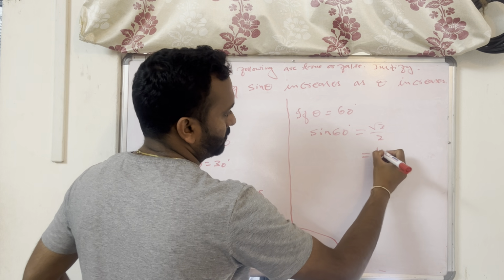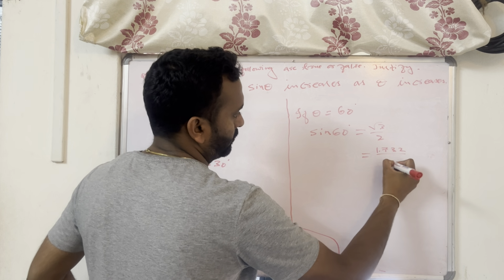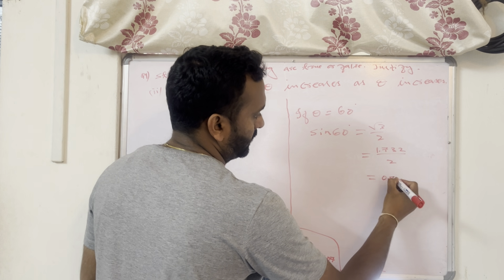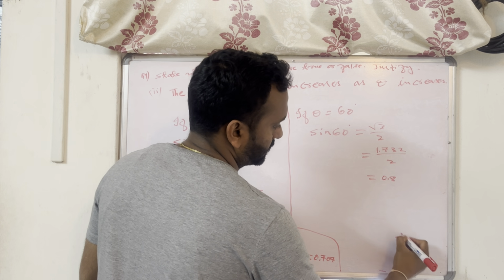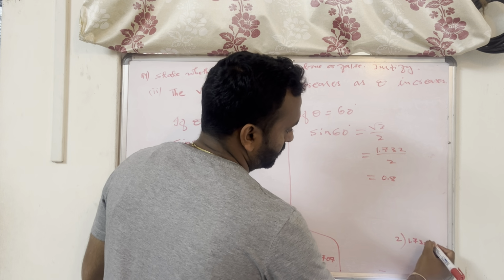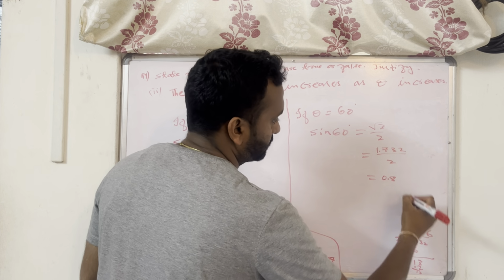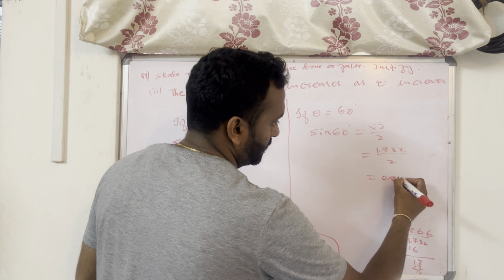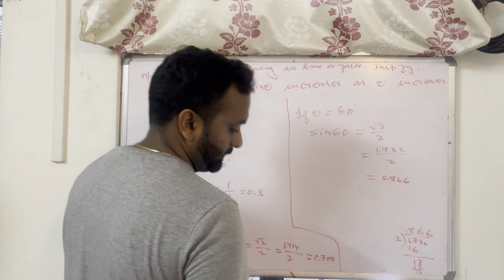Root 3 is how much? 1.732 divided by 2. So how much are we going to get here? Some 0.8. Let's check how much is the exact value. 1.732 divided by 2 is basically 0.866.